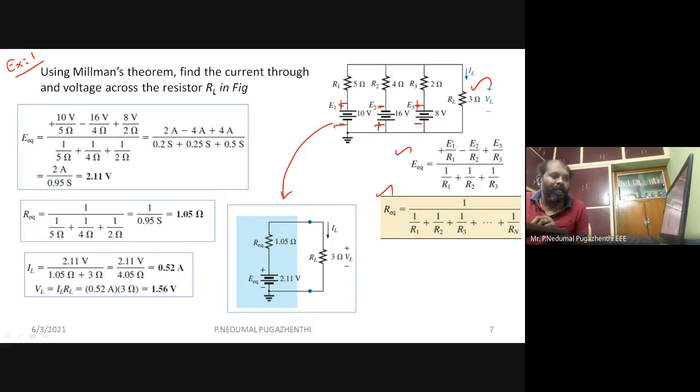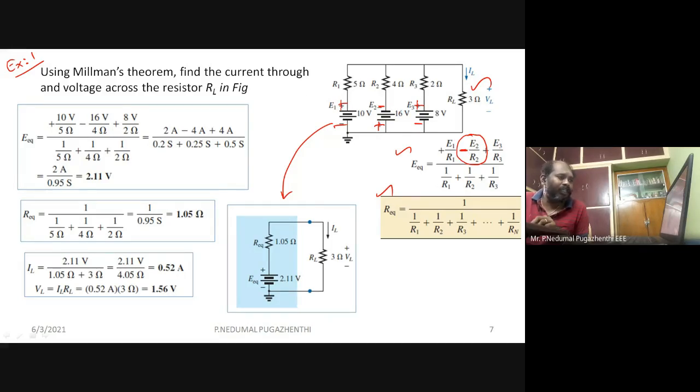So what I will have is E1 by R1 minus E2 by R2. You understand why you have minus E2 by R2? Because the polarity is different. Plus E3 by R3, divided by 1 by R1 plus 1 by R2 plus 1 by R3. Because E2 has a different polarity, I will have a minus sign. Do you understand? Hello, everybody, people in the class, please respond. Do you understand why you have got a minus there? Because my polarity is minus plus there, so I am having a negative value there, right?